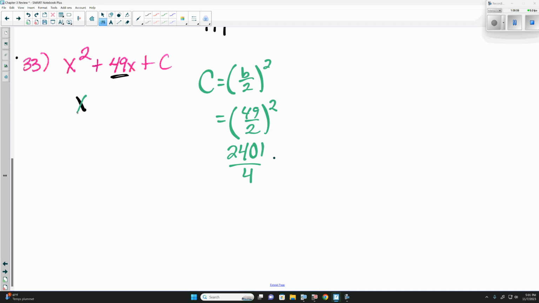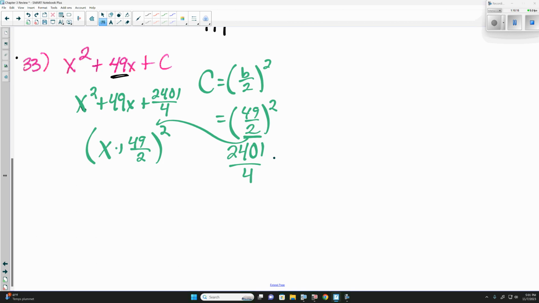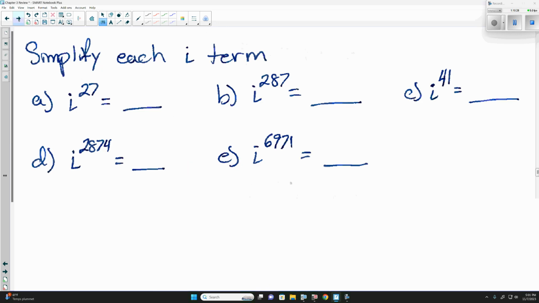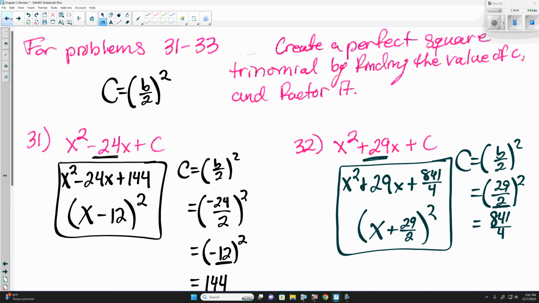So our perfect square trinomial would be x squared plus 49x plus 2401 over 4. Factoring it, again, the number that goes inside the parentheses is what we had inside our parentheses before we squared it to find c, and its sign, telling us that it factors to x plus 49 halves squared. Please, on these here, put them in fractional form, not in decimal form. And that's it.